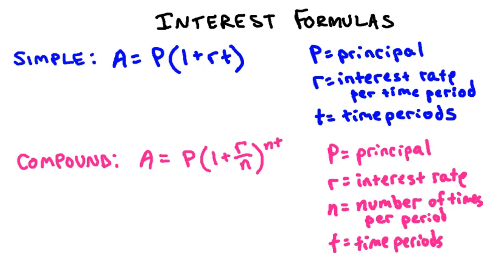Okay, so today we're going over interest formulas, simple and compound interest. This may seem a little tricky at first, but it's really good to know. And honestly, the shortest distance between two points is a direct line.